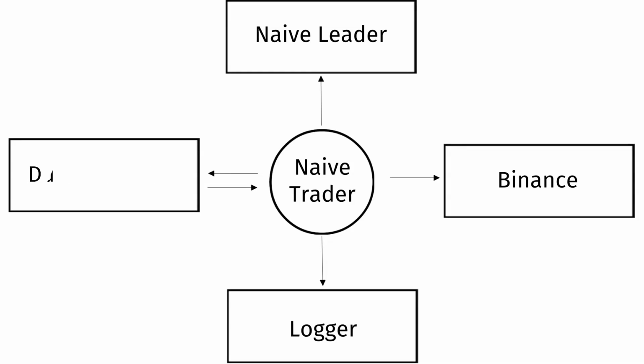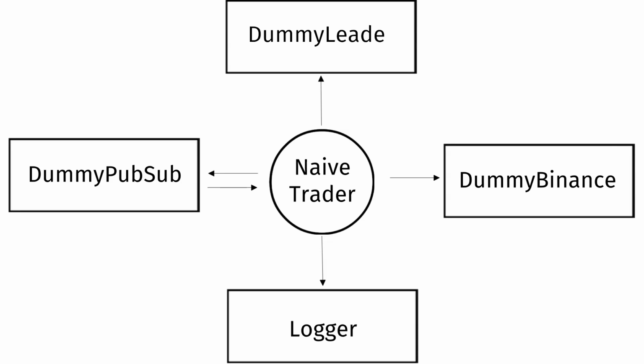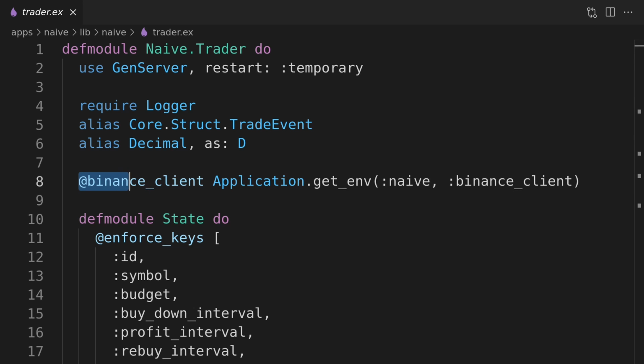Your initial idea could be to create a dummy implementation for each of those modules that would always return a successful result upon receiving any data. Actually, the Binance client module comes from the configuration. We could use the same idea to set up the rest of the dependencies to be environment dependent. Okay, so we are done here.